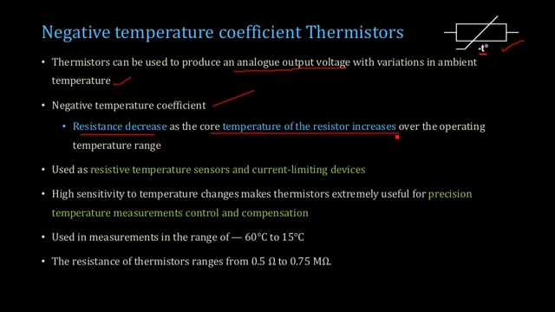Now this has a negative temperature coefficient, that is, resistance decreases as the core temperature of the resistor increases, and the operating range is shown here. It is from -60 to 150 degrees, and the operating range is very small. These are used as temperature sensors as well as current limiting devices. In both cases you are using these NTCs. It is also used for temperature measurement, control and compensation, and the resistance range is from 0.5 ohm to 0.75 mega ohm. So you have resistors of this range available.